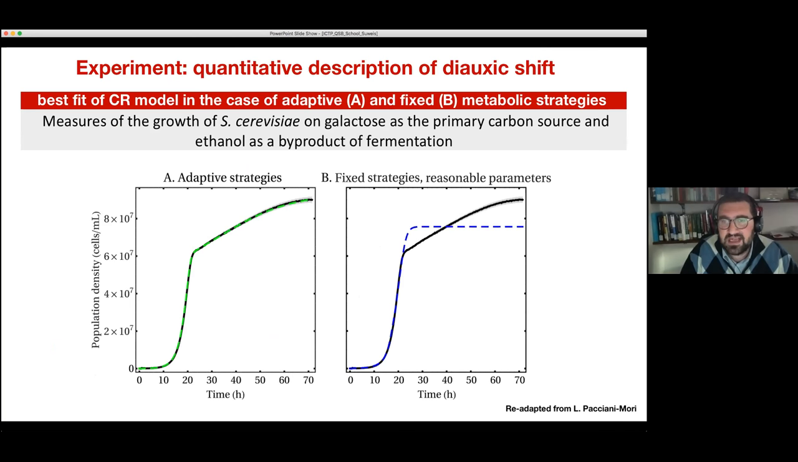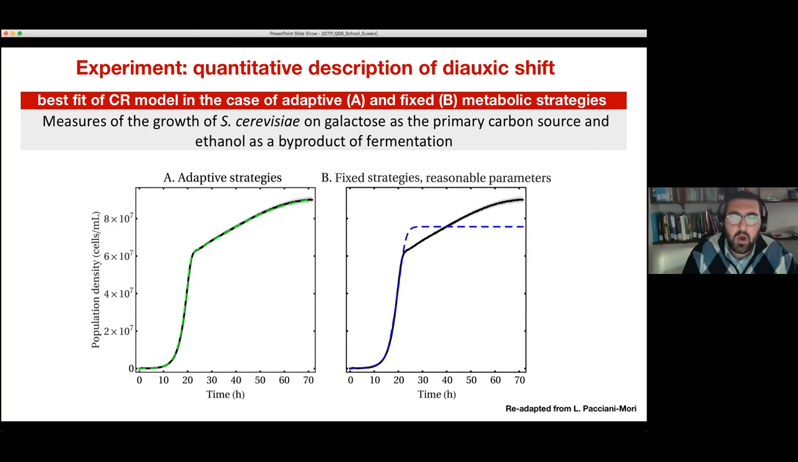And you can see that, as expected, the consumer resource model without metabolic adaptation follows a simple, let's say, one-slope growth curve, while with the adaptive strategy you really can see that we can quantitatively describe the experimental data.